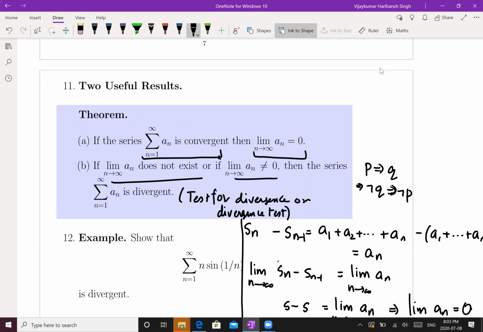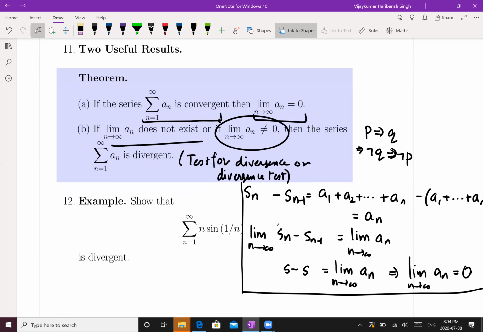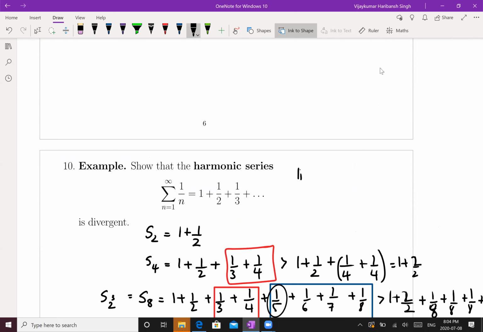So what is the test for divergence? It is basically seeing if your series is divergent right away. If the limit as n goes to infinity of a_n is not 0 or does not exist, then you right away get the divergence. But note that the converse is not true. For example, you see this series here: the limit as n goes to infinity of a_n is 0, but the series is divergent.